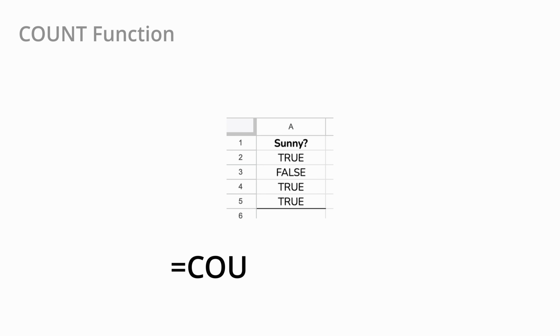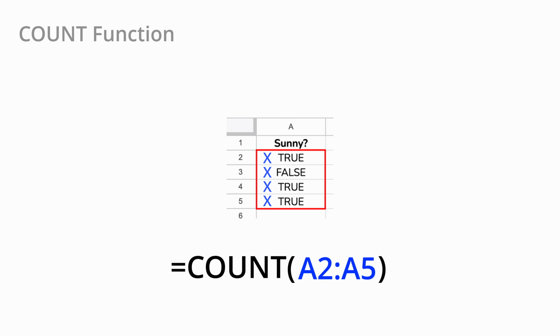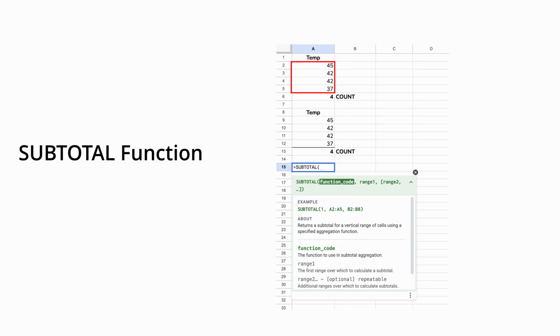Fifth example, we're going to try to count boolean values, which is true and false. The count function doesn't recognize those, so it's going to count as 0. If you're doing multiple counts in one column, maybe you have different sections of numbers, I recommend using the SUBTOTAL function. Watch this next video to learn how to do that.